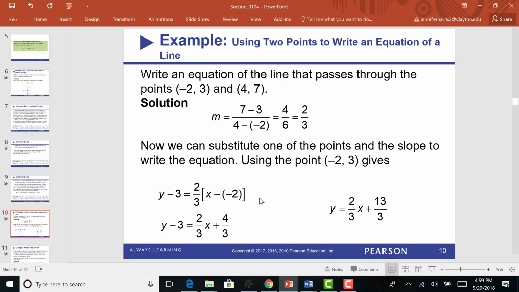Can I put a 1 underneath here? Yes. Okay, so we end up with 2/3 x plus what? 4 over 3. That's how they got to that step. Now, what do we do? Because we don't have y by itself. Add 3 to this side and add 3 over here to this side.